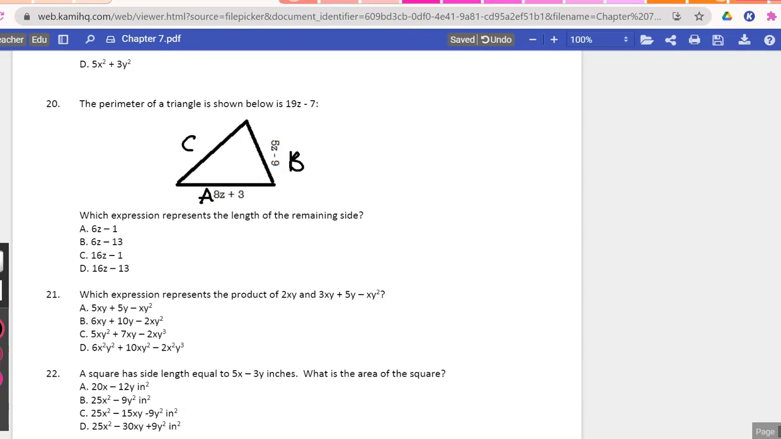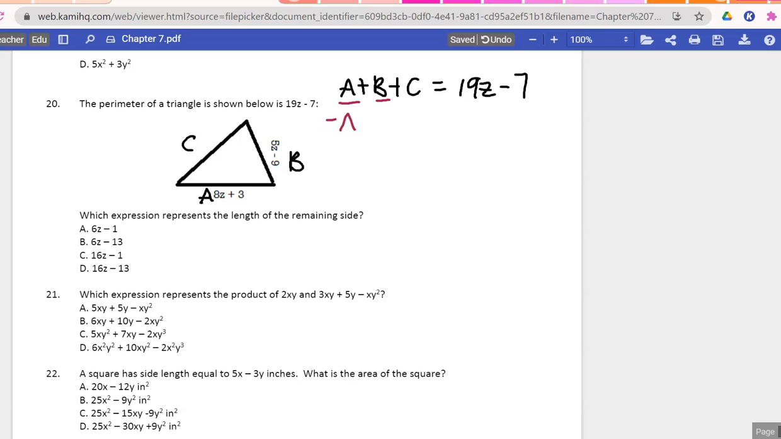We did a problem almost identical to this, actually a little bit more difficult in the 7-5 notes. So you have seen something like this before. So you know that A plus B plus C is going to equal 19z minus 7. We know an expression for A, we know an expression for B. You know the expression for A is 8Z plus 3. You know the expression for B is 5Z minus 9. You can put them in now, or you can move the A and the B over. Whatever works for you is fine.